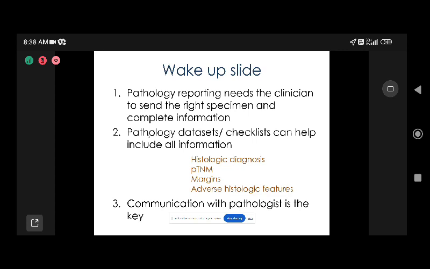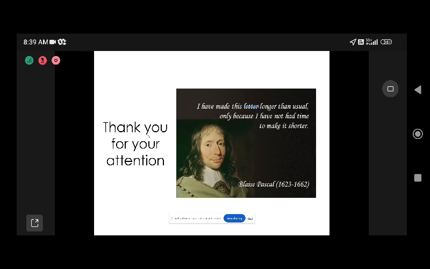And communication with the pathologist is also a key factor. Include them in your multidisciplinary team. There should be a continuous dialogue. If the information they are providing is not adequate, it's important to communicate. It's not just a report that is generated by the computer. There is a lot of work that is being done behind the scenes. So it's important to communicate, and communication can lead to better service delivery. So thank you for your attention.